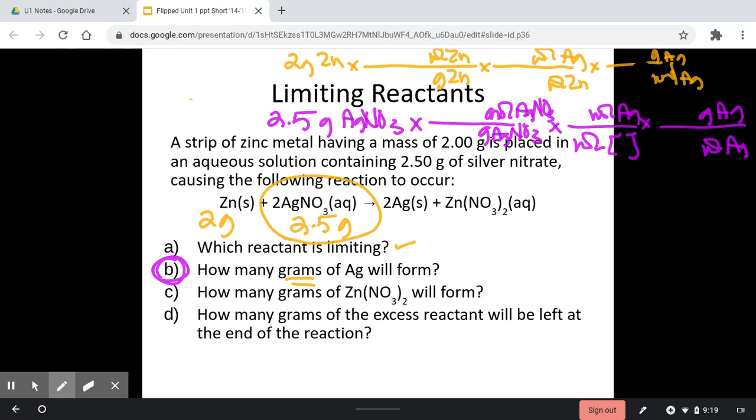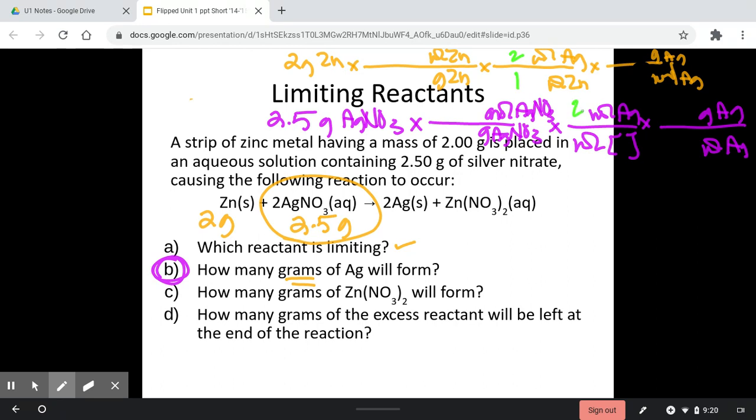Okay, there's a second reason I'm going to do this. Not only for me is it conceptually easier, but in B, they ask you how many grams of silver you're going to form anyway. So if you set it up this way, you will have A and B answered without having to do more math. All right, so let's plug numbers in here real fast.